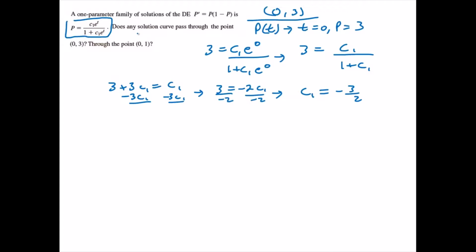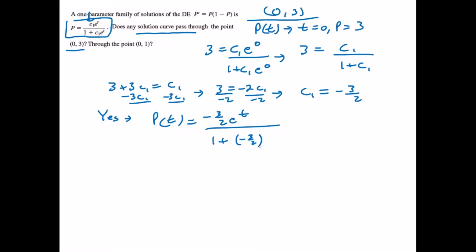So to answer the question, does a solution curve pass through the point 0, 3? The answer is yes, and that solution will be p of t equal to, well, we replace c sub 1 with negative 3/2, so we'll have negative 3/2 times e to the t divided by the quantity 1 plus negative 3/2 times e to the t. So this solution curve will pass through the point 0, 3.